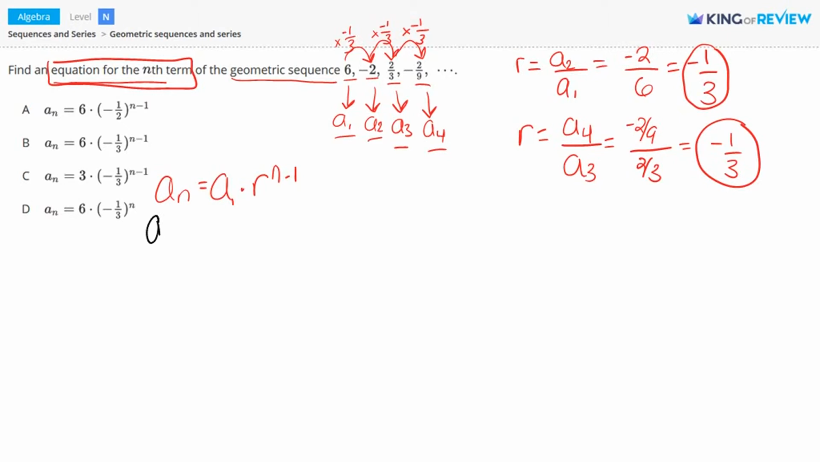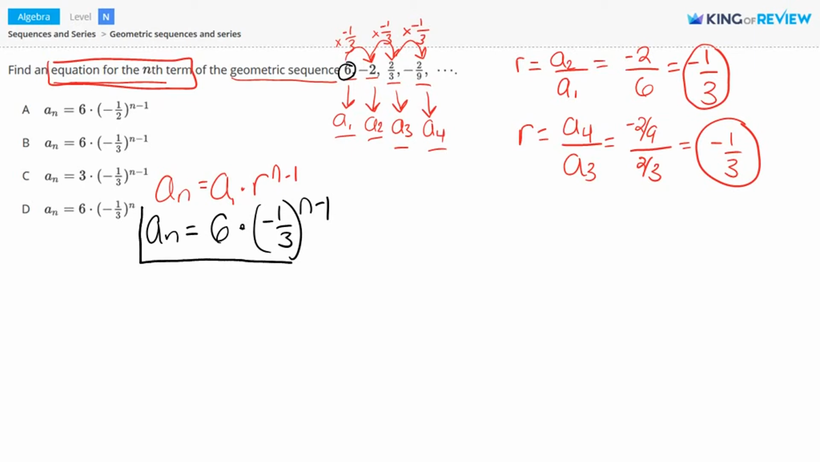So we have A_n equals A1, that's the first term, which is 6, times the common ratio, and we found that the common ratio is -1/3, to the n-1 power. So we have A_n equals 6 times (-1/3) to the n-1 power. And this is the equation for the nth term of this particular geometric sequence. So letter B is correct.